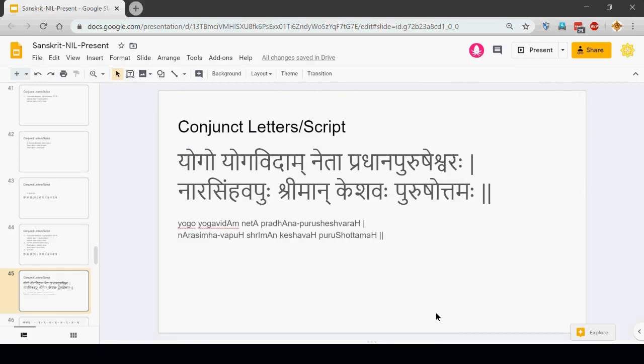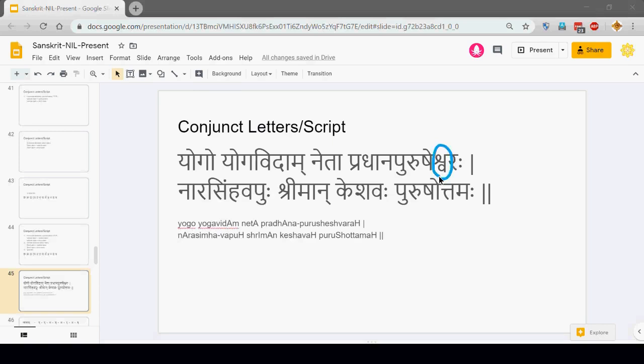Pradhana purushe ksharaha. Here the pradha again, dha. Pradhana purushe ksharaha. Pradha, that is correct. But note that it's an aspirate with the mahaprana. The breath has to come out when we say dha. Pradha, yes, and the na, correct. Puru, she.